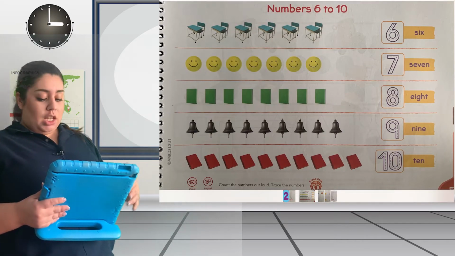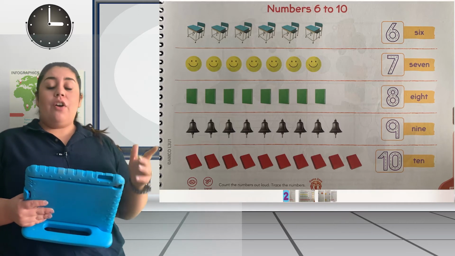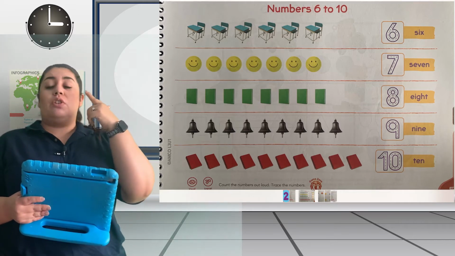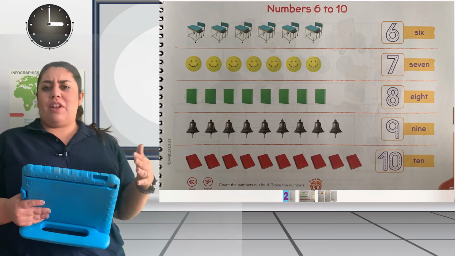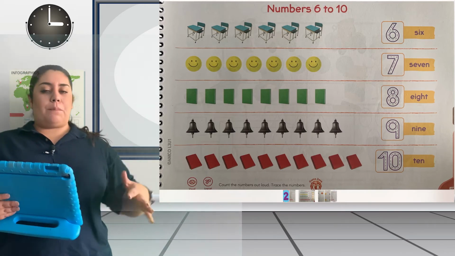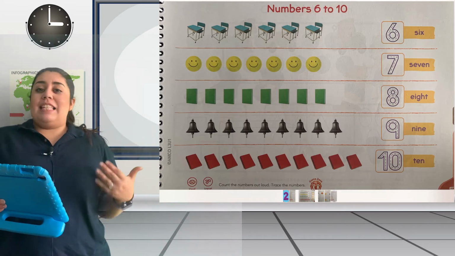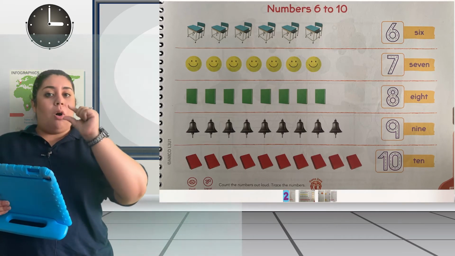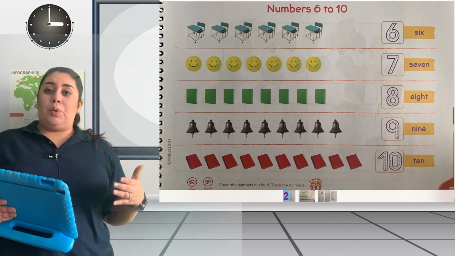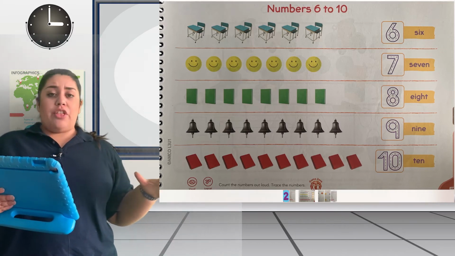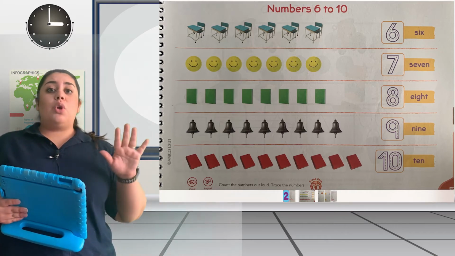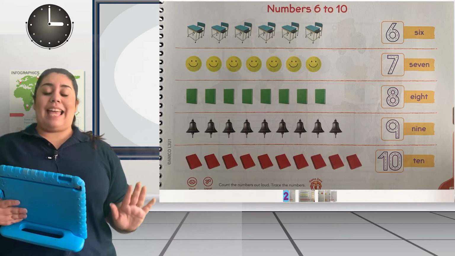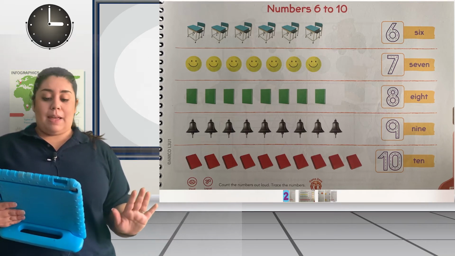Numbers 6 to 10. In here, for the eye, it's very difficult to count quickly. For example, when we have the number 1, 2, or 3, it's easier for us to recognize those numbers because they are small numbers. But when we start from 6 to 10, there are a lot of things, so we have to slow down and count in order to not make a mistake.